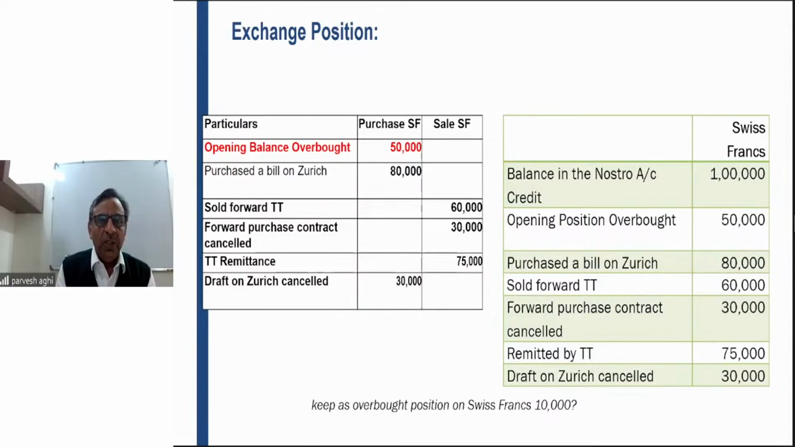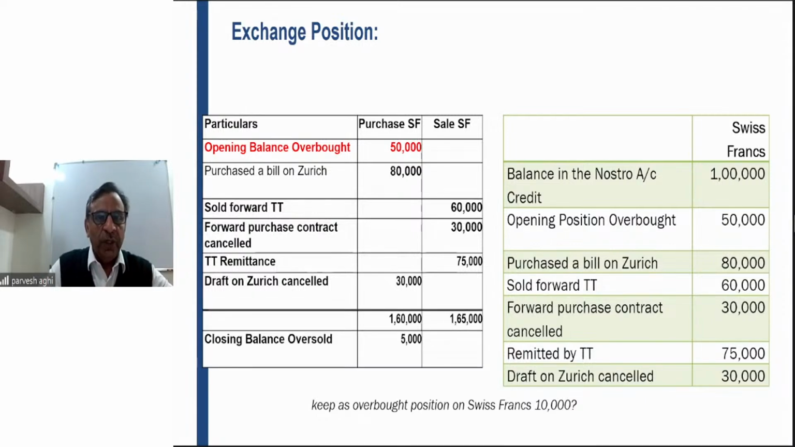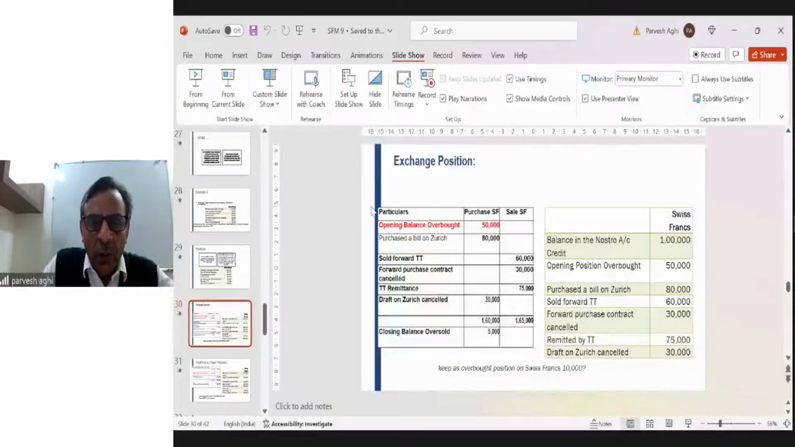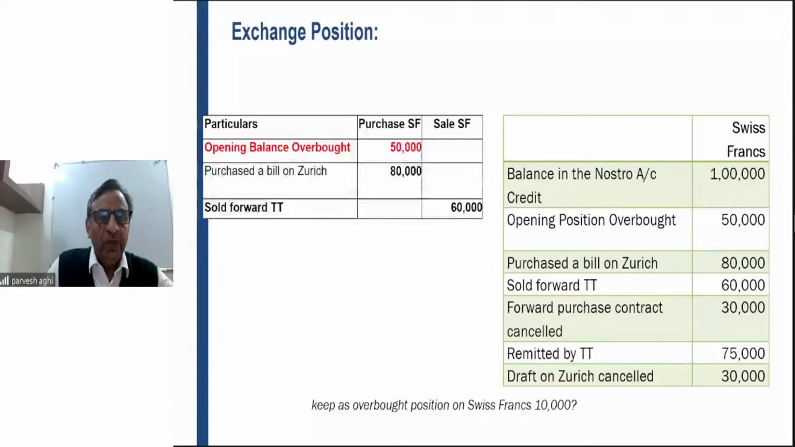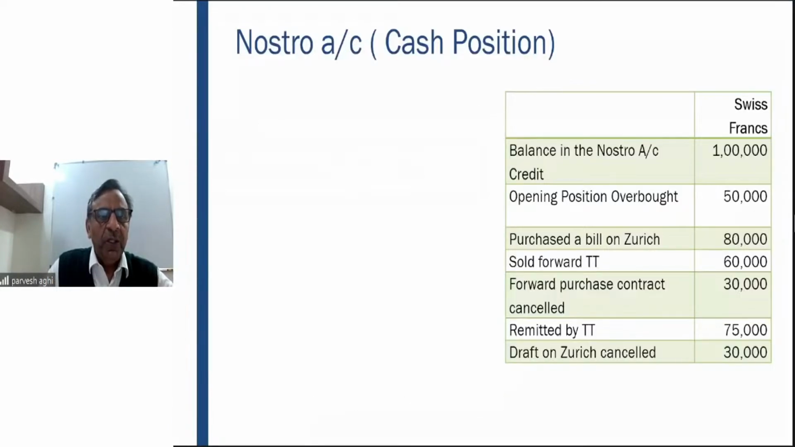So you have actually sold Swiss francs earlier via draft, but now the person comes to you and cancels the draft. So it will come on the purchase side, with an opposite impact. When you total both the sides, purchase and sales, you'll find that the closing balance is oversold 5,000. But the bank says that you have to keep an overbought position of 10,000 francs. But we will revisit the exchange account after we see the nostro account.